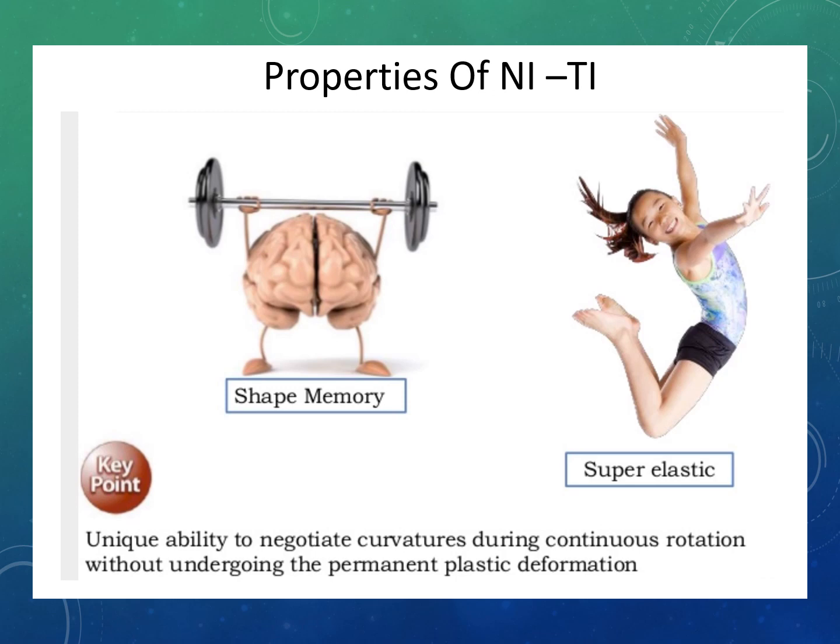Moving on. The next property of nitinol, as I mentioned, is shape memory. So it can take up the shape and is super elastic. These are the two main advantages we shifted to from stainless steel to nitinol. And its unique ability to negotiate curvatures during continuous rotation without undergoing permanent plastic deformation.